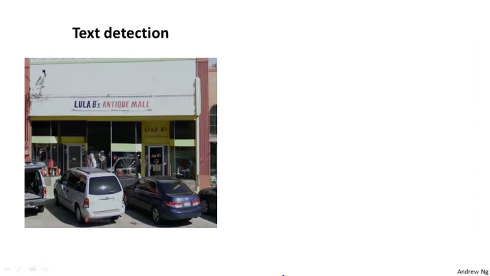The first stage of the photo OCR pipeline was text detection, where we would look at an image like this and try to find the regions of text that appear in this image. Text detection is an unusual problem in computer vision because depending on the length of the text you're trying to find, these rectangles that you're trying to find can have different aspect ratios.